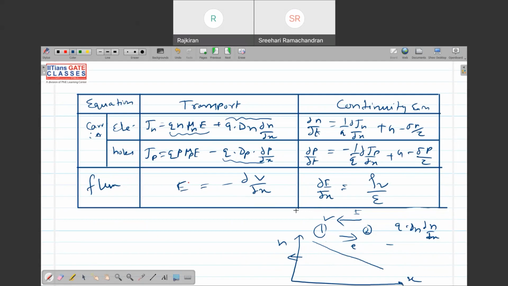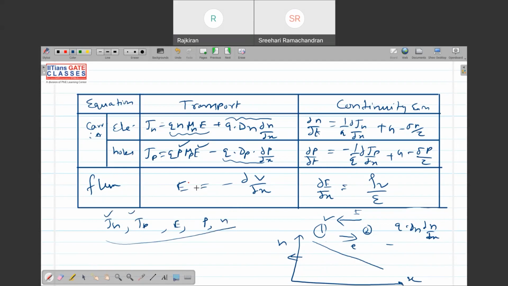I summarized it because using these equations, whichever device you get in your hand, you will try to solve for concentration and electric field. What are the unknowns here? Current Jn, Jp, electric field, hole concentration, and electron concentration. These are the unknowns. You need to find them by solving all these 5 equations.